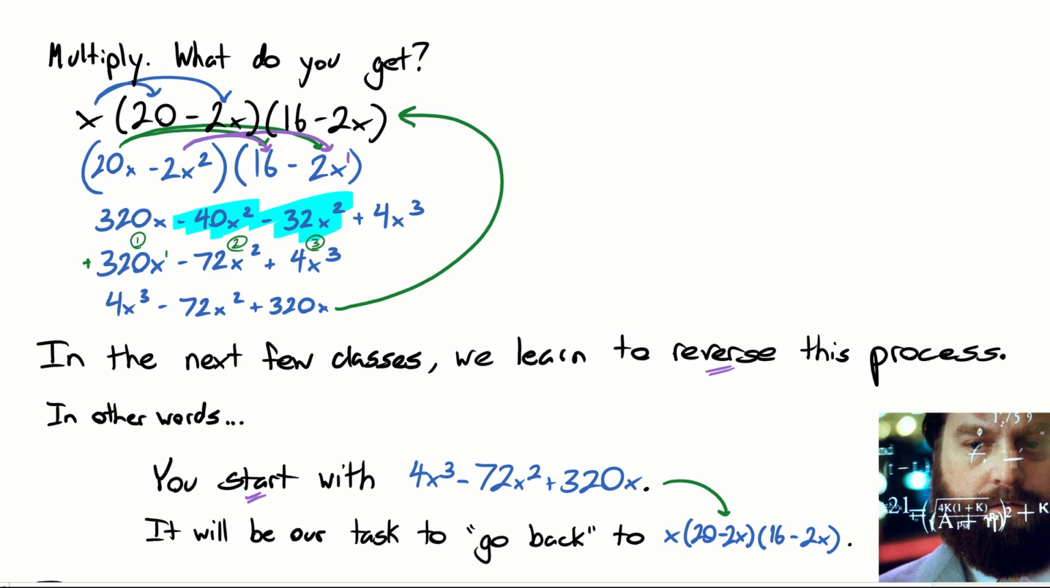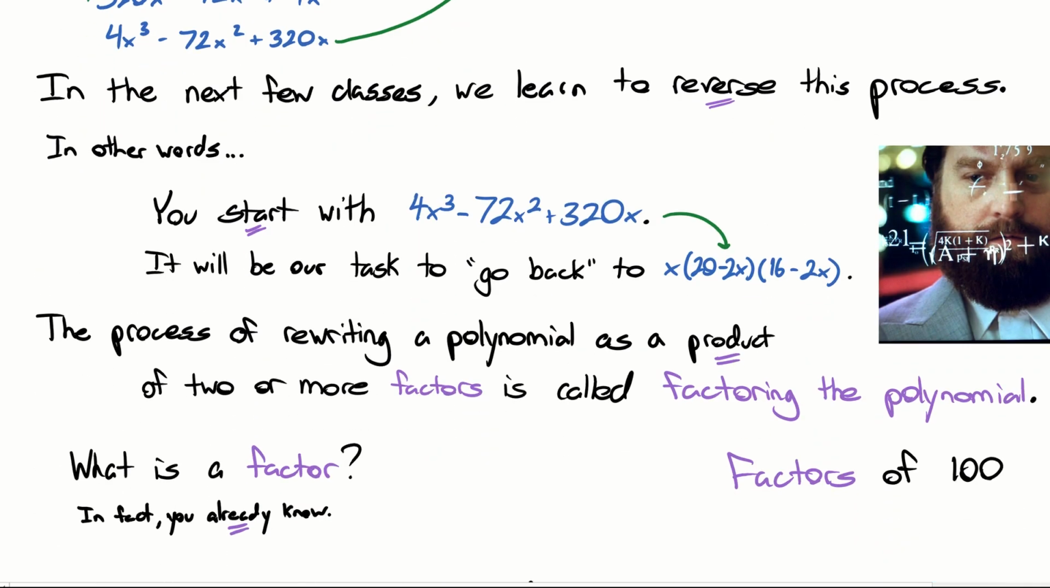That's called factoring. The process of rewriting a polynomial as a product, remember the word product means the answer in multiplication, the product of two or more factors is called factoring the polynomials. Okay, well, you know what? We have to remind ourselves of something. What is a factor?